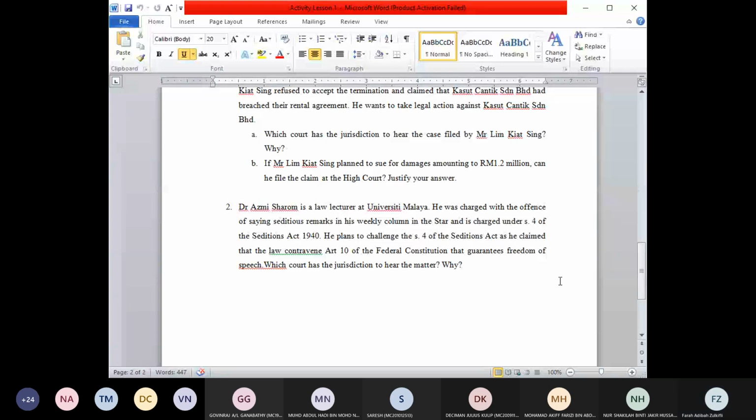All right. So in general, he can go to the High Court because he was accused of saying a seditious remark, but he is using Article 10 of the Federal Constitution that guarantees freedom of speech. The person said the seditious remark in the Star column. So in this matter, he can go to the High Court. But if needed, he can go to the Court of Appeal and be sent to the Federal Court for further jurisdiction needed. Okay. So anyone else have any other answer? Anyone else wants to try?